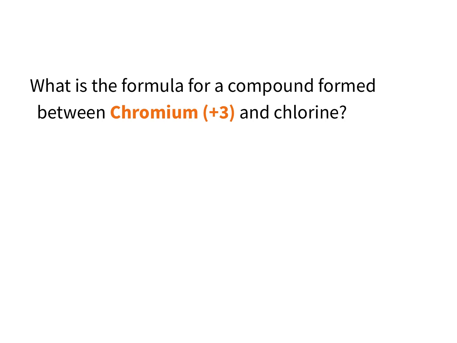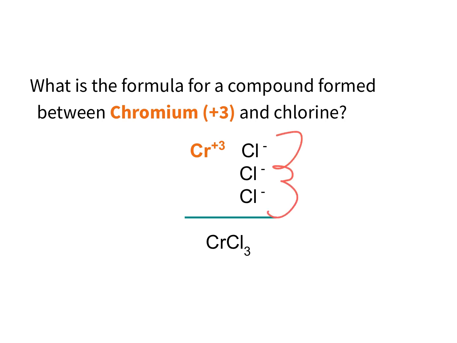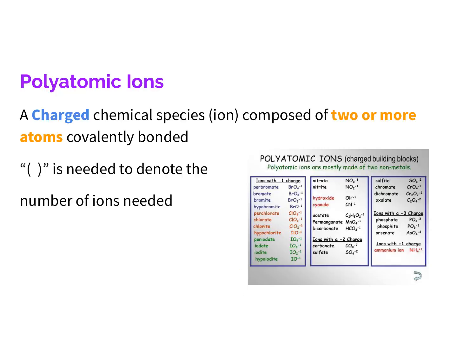Next, we're going to pause the video and write the formula for a compound with chromium 3 plus and chlorine. So it's the exact same thing as we did before, but to balance out that 3 plus, we now have to write 3 chlorine ions. So that 2 that we drew earlier is going to become a 3.